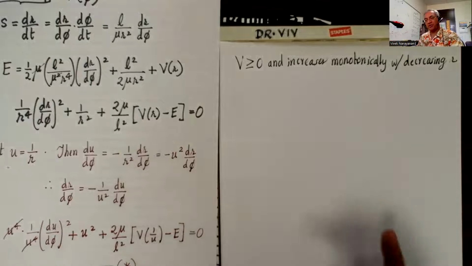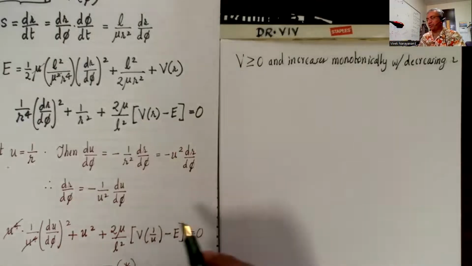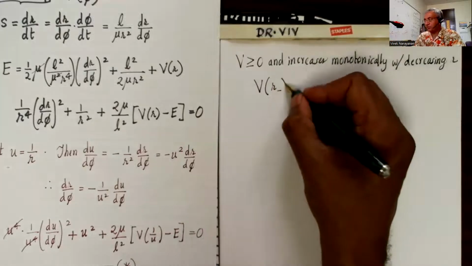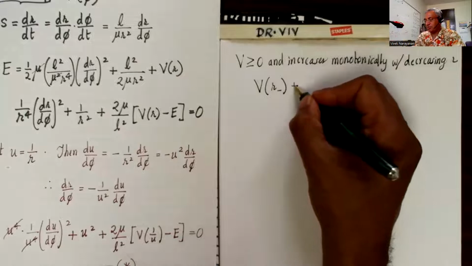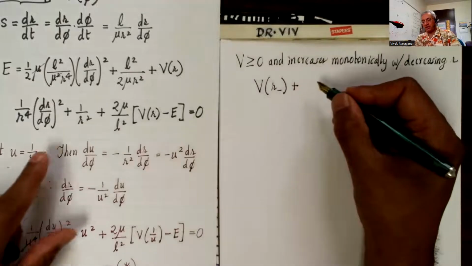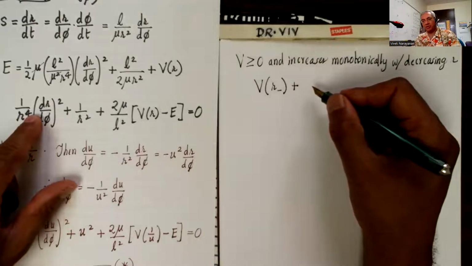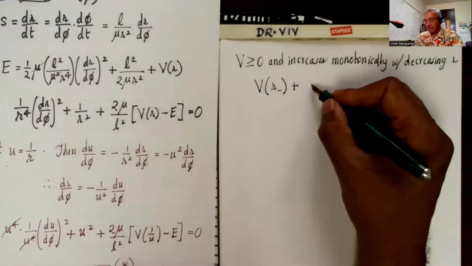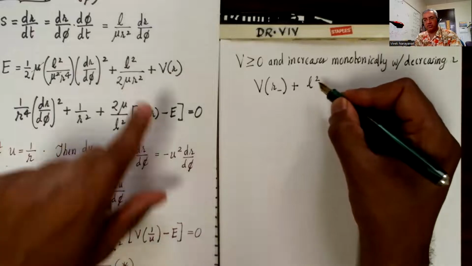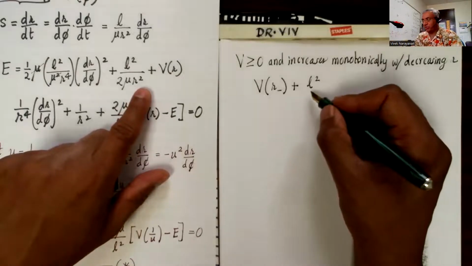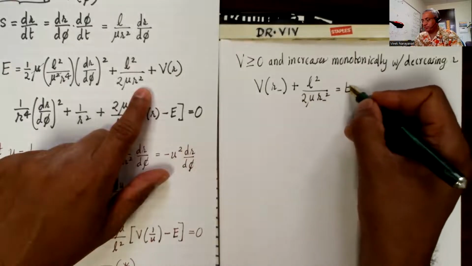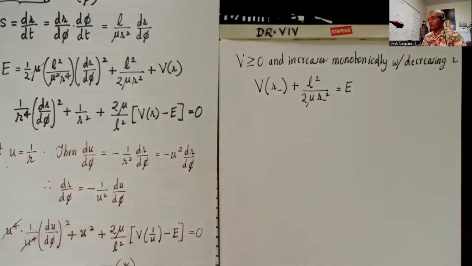Well, the only reason I do that is because then it'll make sense to put this under the square root. So we have a minimum radius, which I indicated by r minus. The potential at the minimum, it's not moving there. So the total energy will not have this term at all, because it's not moving at the minimum point. So I'm going to have V of r minus plus L squared over 2 mu r minus squared equals E. So that is a good equation to have.